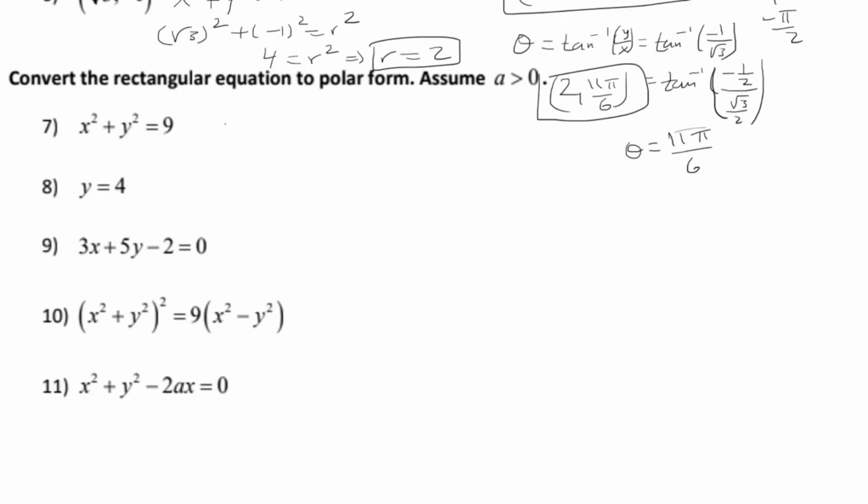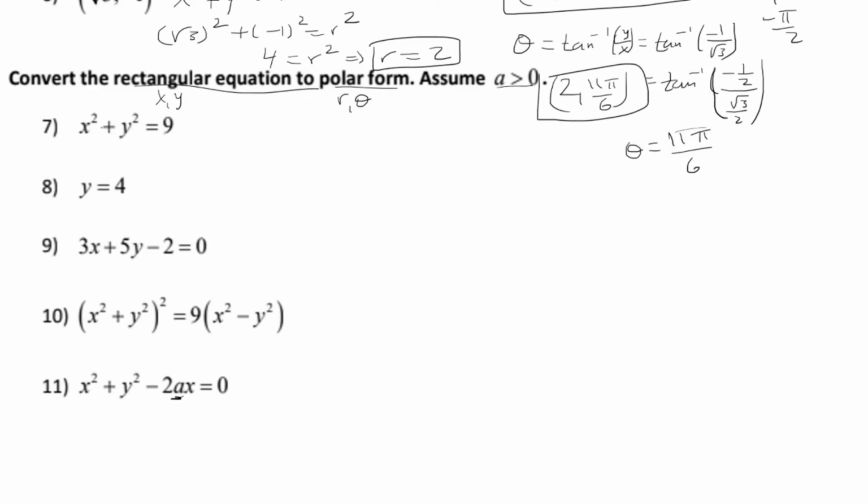Okay, now let's go down to number 7. So we want to convert the rectangular equation, so we're given x and y, to polar form in terms of r and theta. Assume a is positive. So here, let me just write these down. A is positive. The only one that has a is number 11. So just assume that this is positive, and we'll talk about it more when we get there.